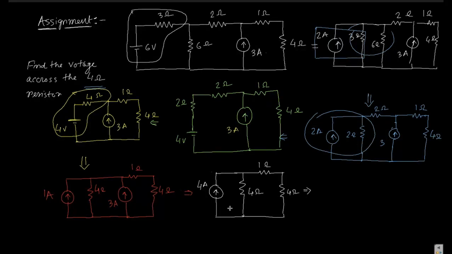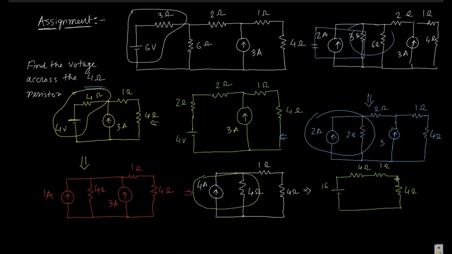Now what should we do? We should convert these into a voltage source. So 4 ohm and 4 ampere, voltage becomes 4 into 4, 16 volt. So this is the 16 volt battery, and that 4 ohm is connected over here. Again 1 ohm is kept intact, and 4 ohm is intact. So this is 4 ohm, this is 1 ohm, this is 4 ohm, this is 16.